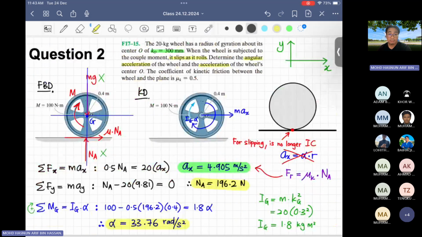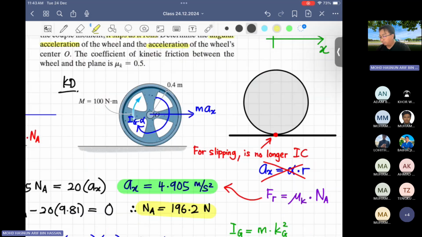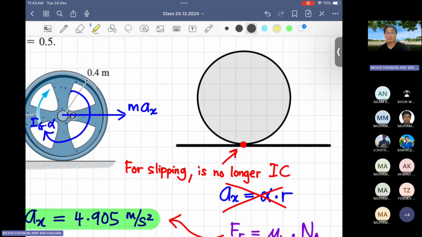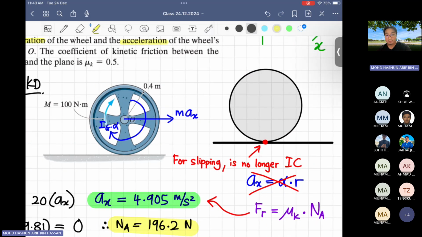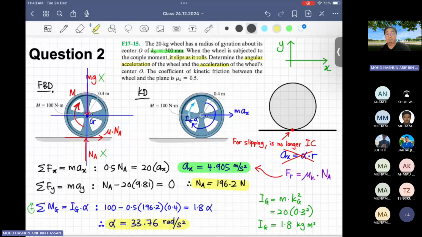The second example is slipping occurring as it rolls, where the contact point is no longer the IC because that point doesn't have zero velocity anymore. There is a value of velocity there. Therefore slipping occurs as the wheel rolls, and the equation AX equals alpha R is no longer applicable. We need to use the friction calculation, mu k times NA, to calculate the friction force, and you can get the value of AX as well as alpha. The rest are the same, only a little bit different here and there.